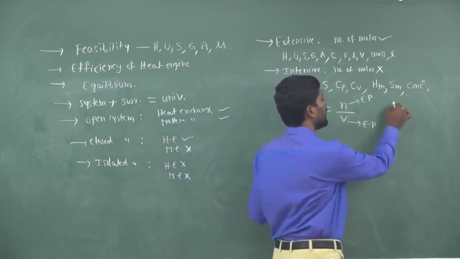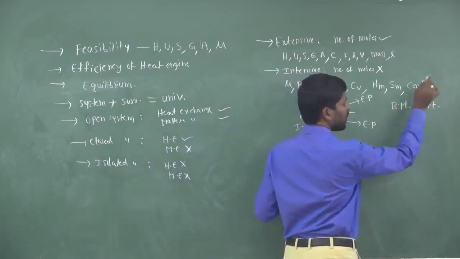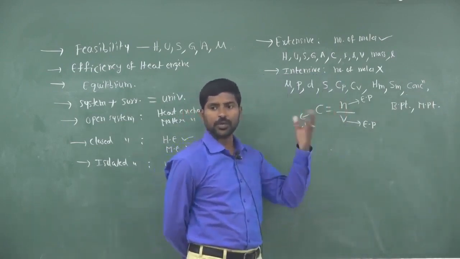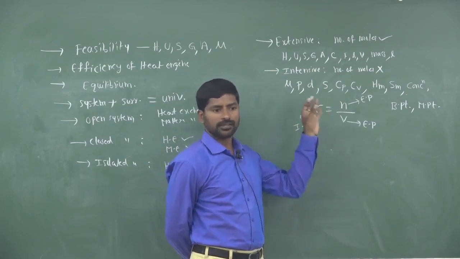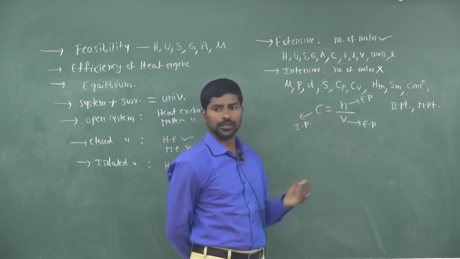What about boiling point, melting point? Boiling point and melting point are intensive properties. They do not depend on the amount of the substance. Whatever may be the amount of water, it boils at 100 degrees centigrade only. So they do not depend on the amount of the substance.